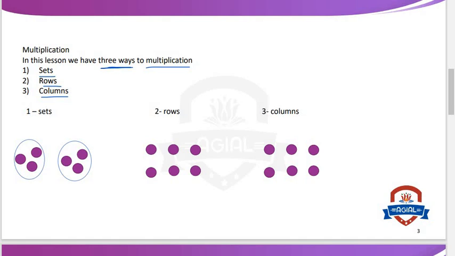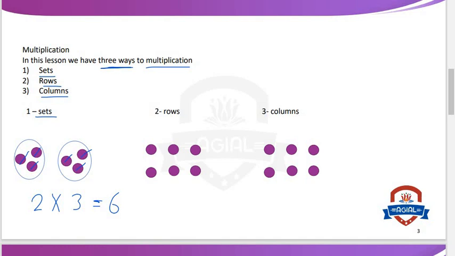Number one, sets, like it. This is called what? Group or sets. Okay? And in each group we have how many? 1, 2, 3, and in here 1, 2, 3. So we have how many groups? Super, 2 groups. And how many dots in each group? 3 dots in each group. So we write 2 groups, multiply 3 dots in each group. Equal what? Okay, count how many dots? 1, 2, 3, 4, 5, 6. So equal 6.